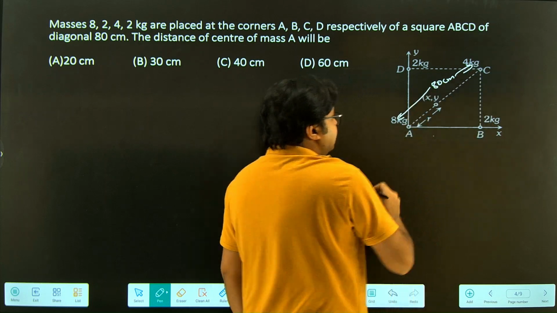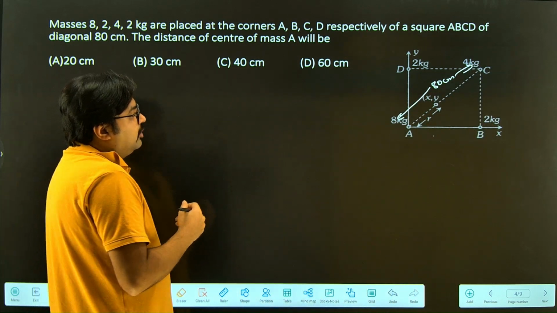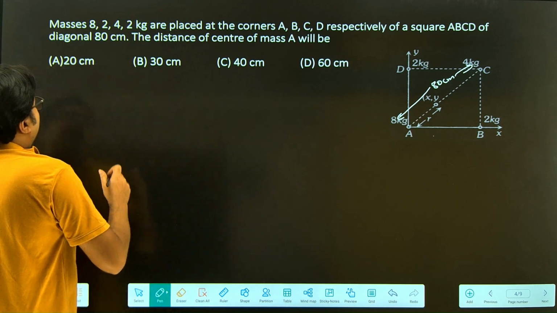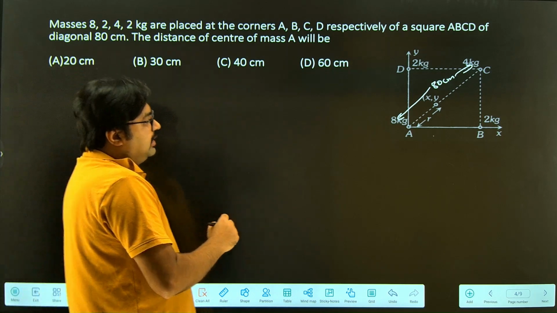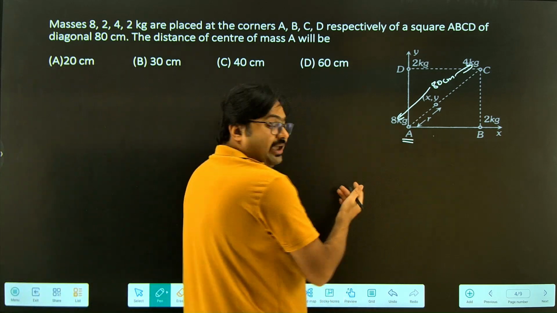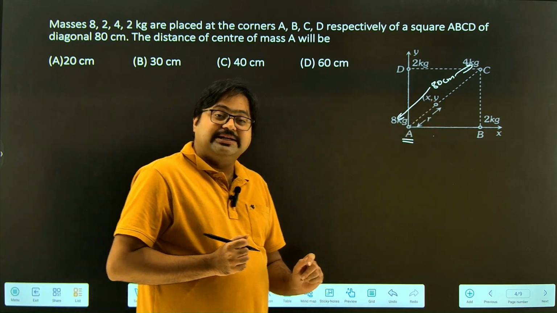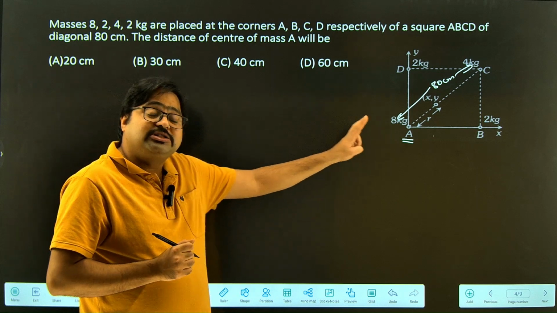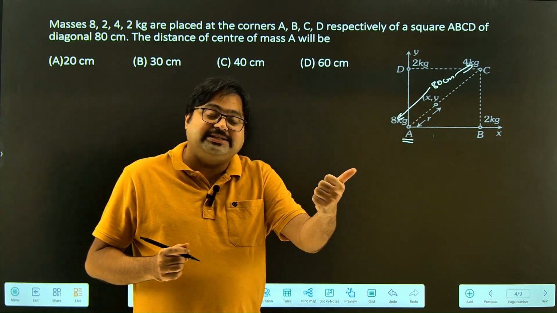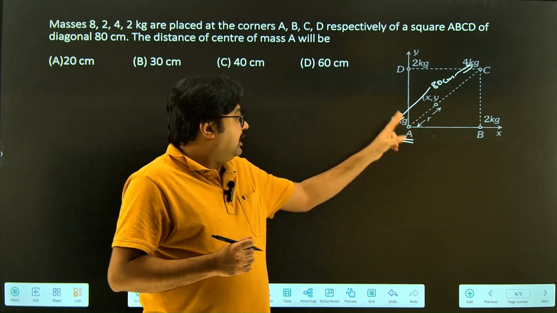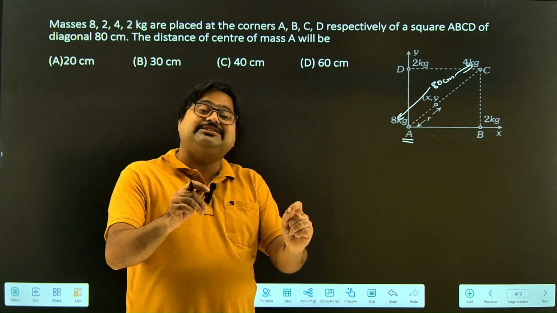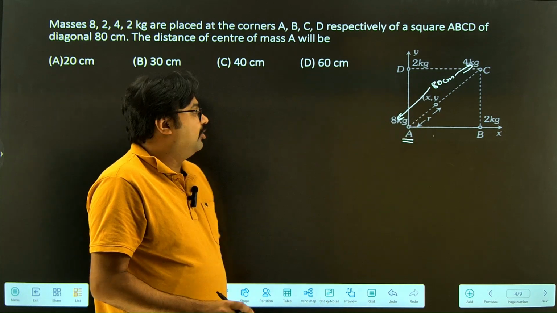That's the diagonal and it's 80 centimeter long. When that is the case, the distance to the center of mass from A, which in this case is the origin, is what you need to calculate. Because here there are only two dimensions, x axis and y axis are the two coordinates. If you find xcm and ycm, that would be more than sufficient.